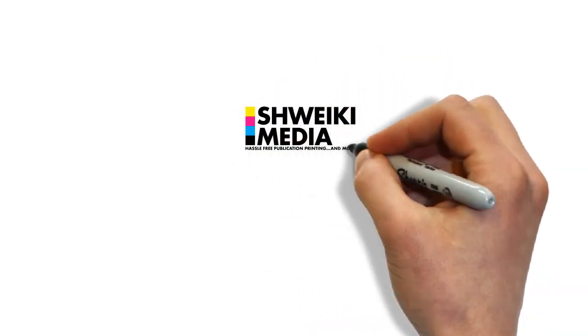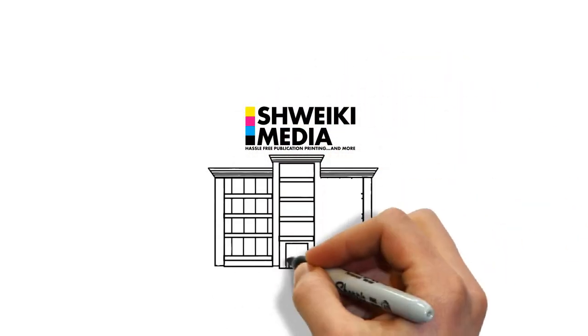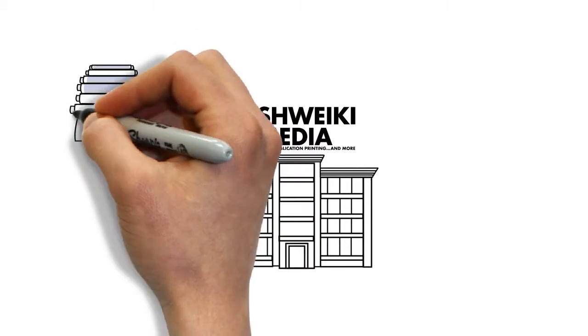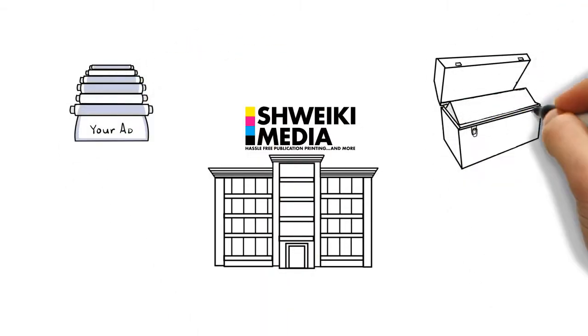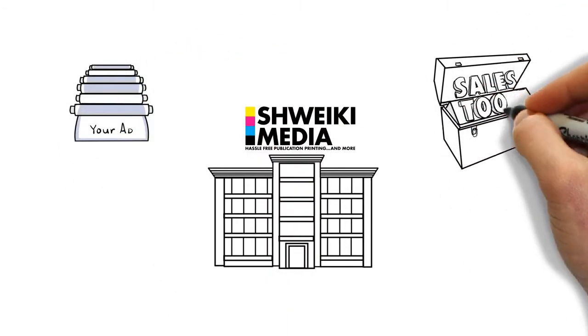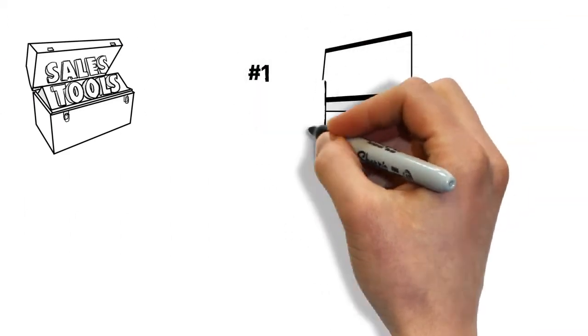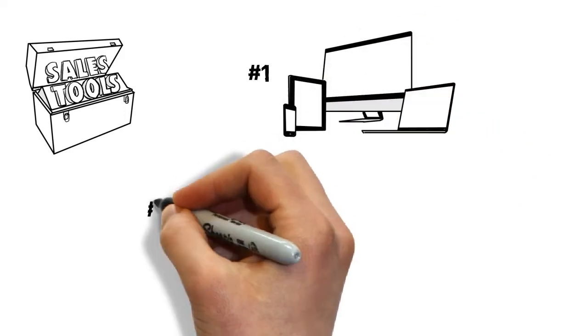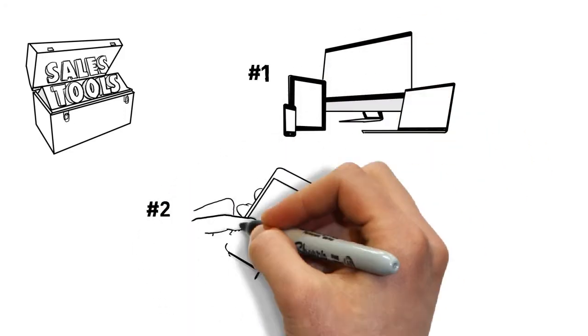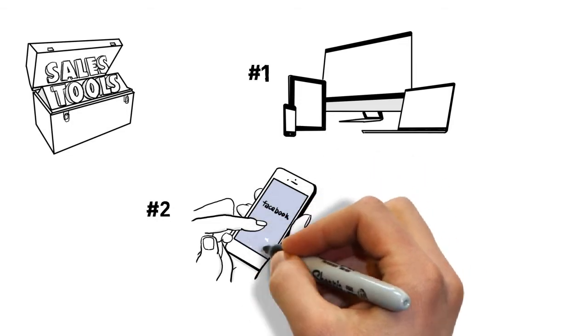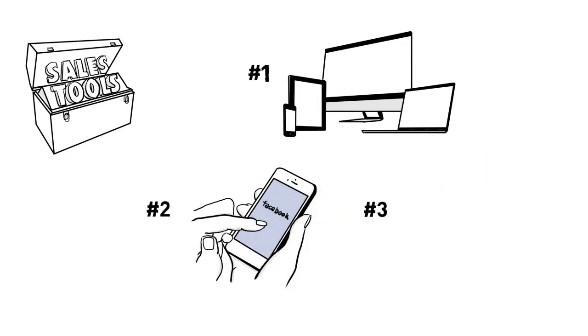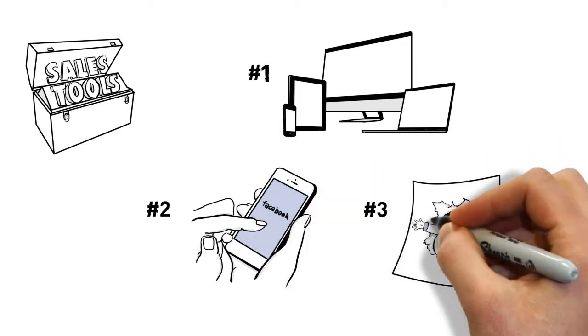We're Shweiki Media Printing Company, and not only will we do a great job printing for you, but we are going to supply you with three sales tools that will help bring advertising revenue to your business. Number one, we will give you the ability to make your advertiser's website mobile-friendly with a custom mobile website. Number two, we will help you turn their Facebook page into a moneymaker. And number three, we will bring their ads to life with augmented reality.